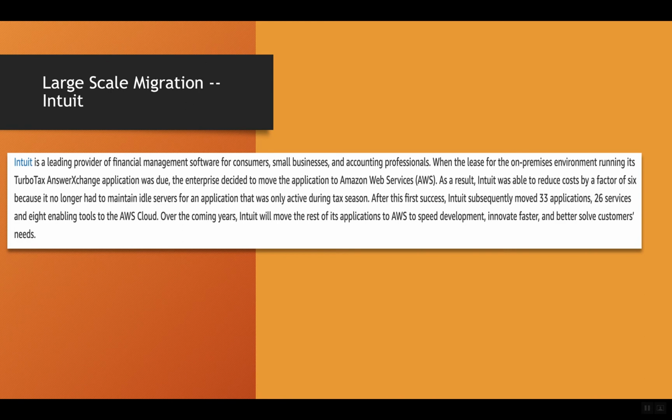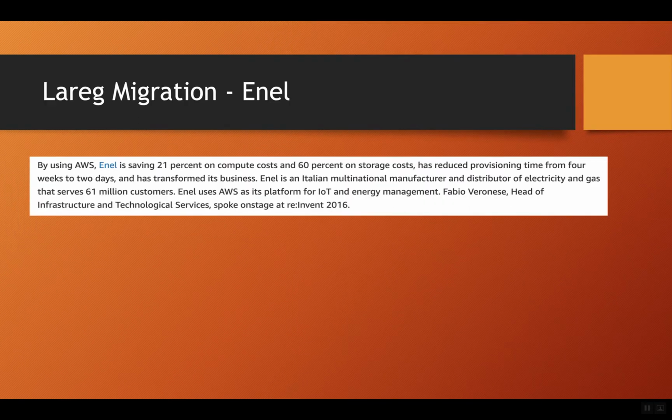Intuit is a leading provider of financial management software for consumers, small businesses, and accounting professionals. So what services did they use? They used S3 and more, initially for large-scale ML. By using AWS, it is saving 21% on compute cost and 60% on storage cost, has reduced processing time from 4 weeks to 2 days, and has transformed its business.